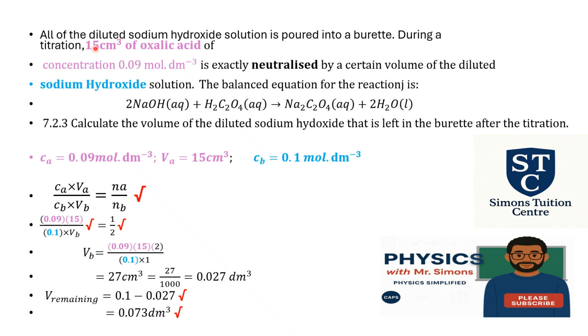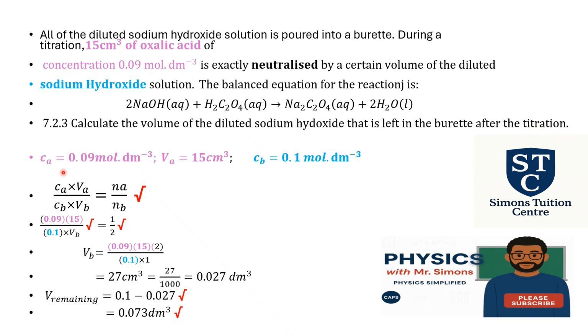Now they say all the diluted sodium hydroxide solution is poured into the burette during a titration. 15 cubic centimeters of oxalic acid of concentration 0,09 moles per decimeter cubed is exactly neutralized by a certain volume of the diluted sodium hydroxide solution. So when we neutralize something, we reach a pH of 7. Balance the equation, sodium hydroxide reacting with oxalic acid to form my two products. Calculate the volume of the diluted sodium hydroxide that's left in the burette after that titration.